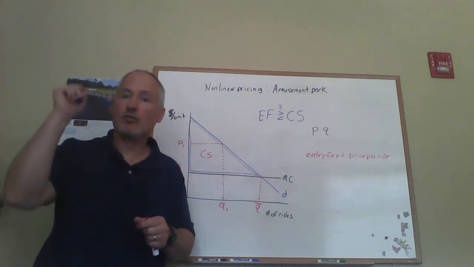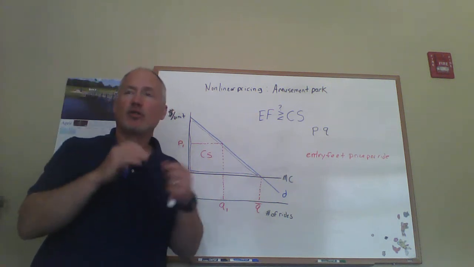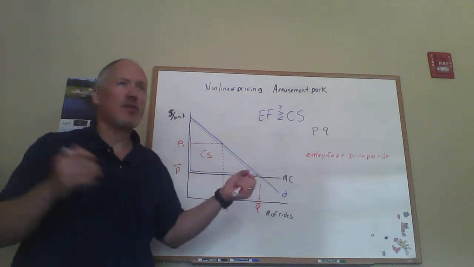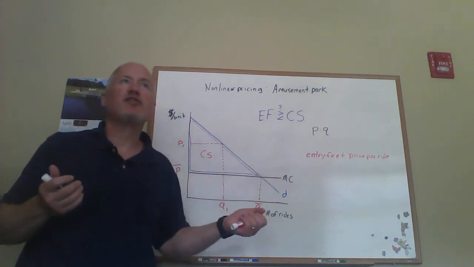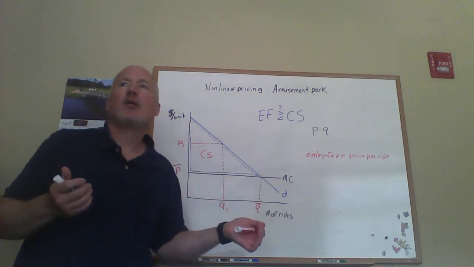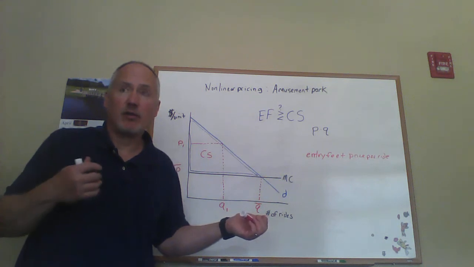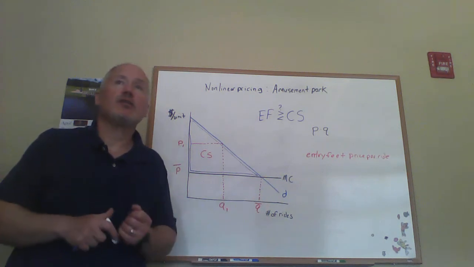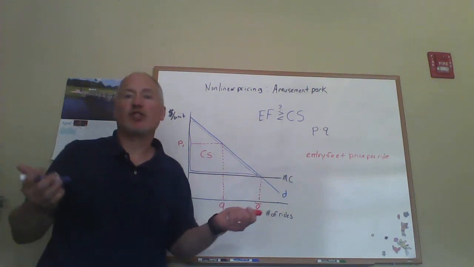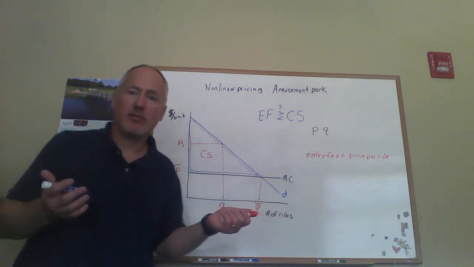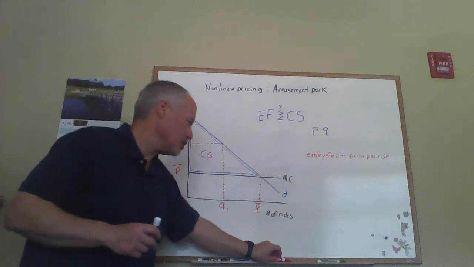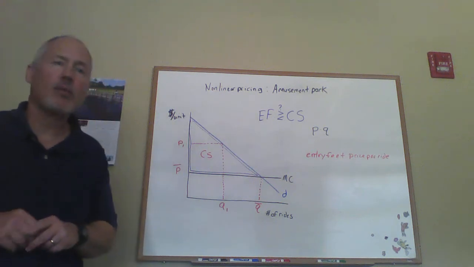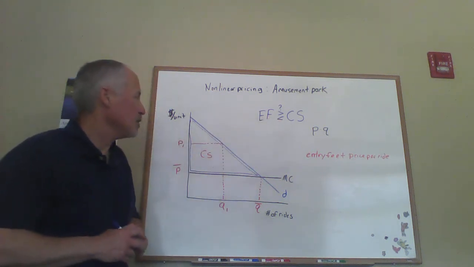If the entry fee is greater than your consumer surplus, so riding this number of rides, you figure, oh, I'm going to get $50 worth of consumer surplus, but the entry fee is $75. Well, then if you're a rational consumer, you'll just stay home. You won't purchase the admission. You won't go to the park at all. So this is the factor you'll be looking at here.